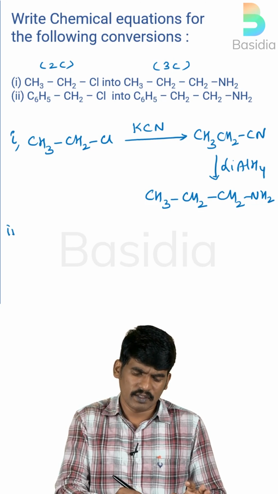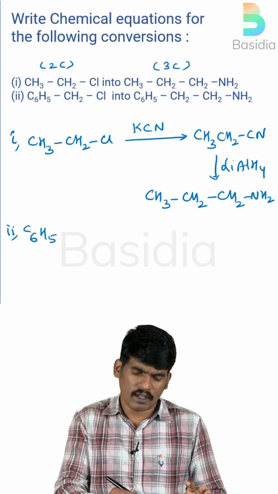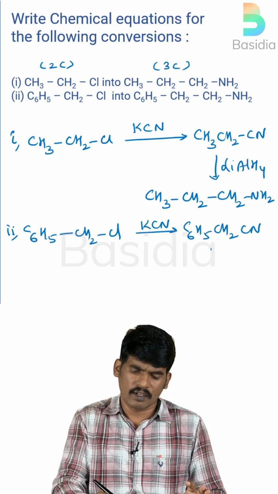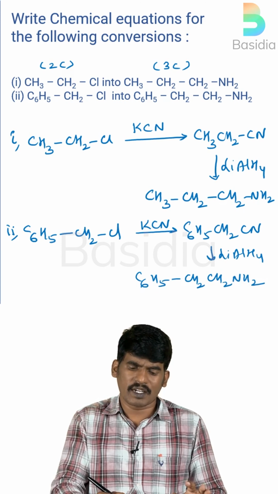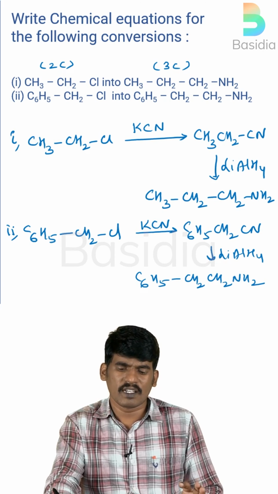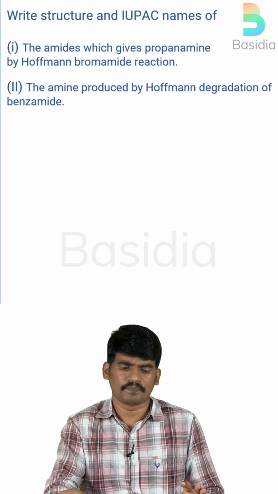Next we have C6H5CH2Cl. In a similar way, KCN gives C6H5CH2CN. Treat it with LiAlH4. It gives you C6H5CH2CH2NH2. A reduction will give you the amine. Hope you understand that. So this is the way of converting one substrate to another substrate.